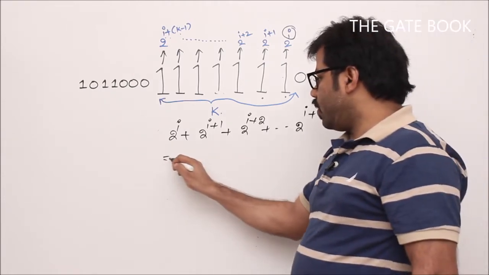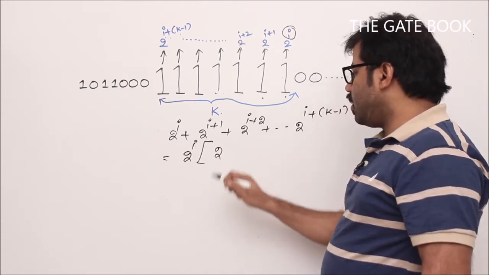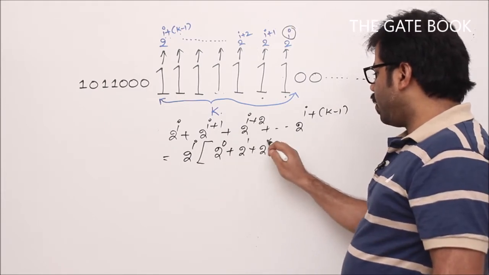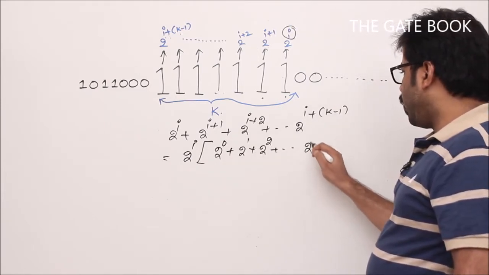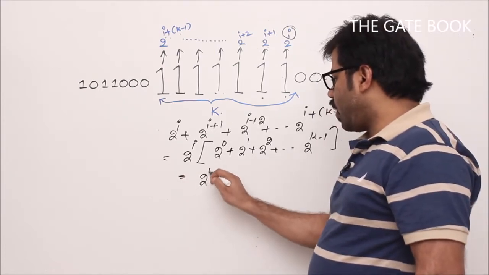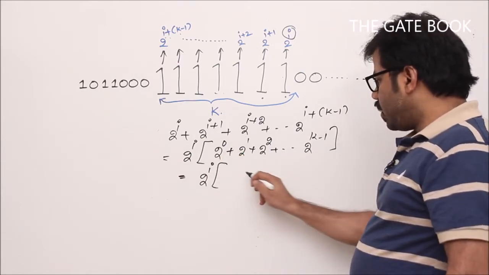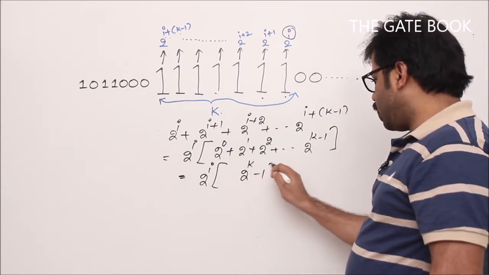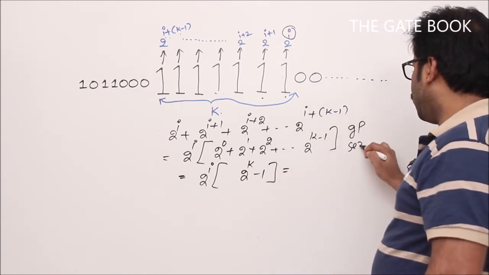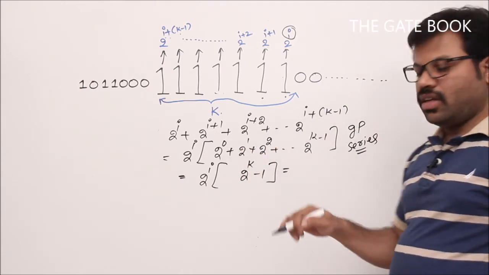Now if I simplify it by taking 2 power i common, the remaining thing is 2 power 0 plus 2 power 1 plus 2 square, and so on, up to 2 to the power of k minus 1. So it becomes 2 to the power of i into this sum. If you simplify 2 power 0 to 2 power k minus 1, you get 2 power k minus 1. This is according to the GP series. Many times we have seen in data structures and algorithms how to simplify it, right?